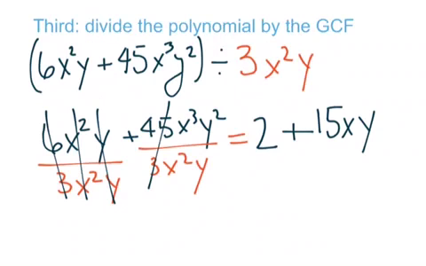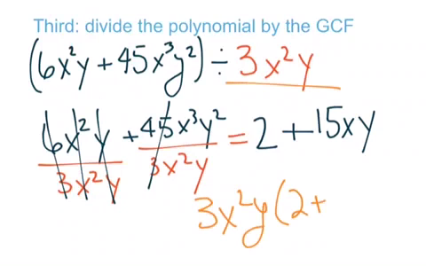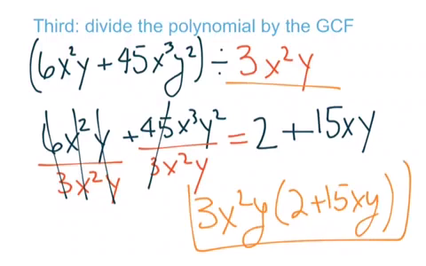The final step is to then apply it using the distributive property. So, this is what we do. We take our GCF, which is right here. Write that down. Okay, then we put our quotient from the division problem we just did in parentheses. 2 plus 15x to the first. Okay? I'm sorry, 2 plus 15xy. Alrighty, so this is our end-all product.